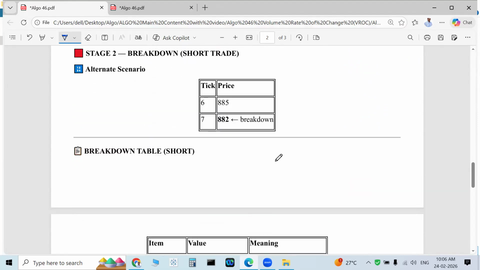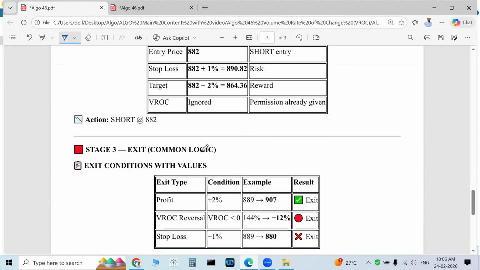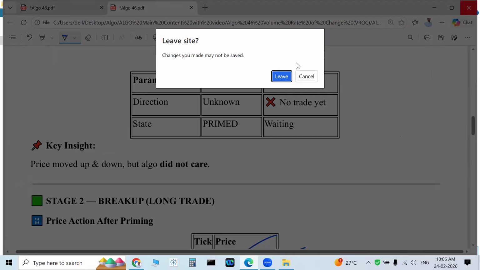Next, on the short side we are also going to do the same. If the price is below the range we decided, then we are going to trade. 1% is the stop loss and 2% is the target. The exit only happens if the volume gets reversed, that is, the rate of change of volume decreases, and then we are going to exit the trade. The second part is either we reach the profit or we reach the loss, and then we exit the trade.